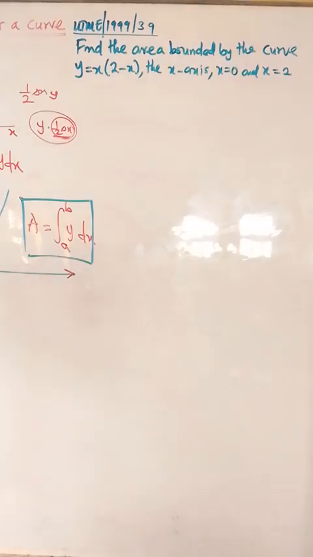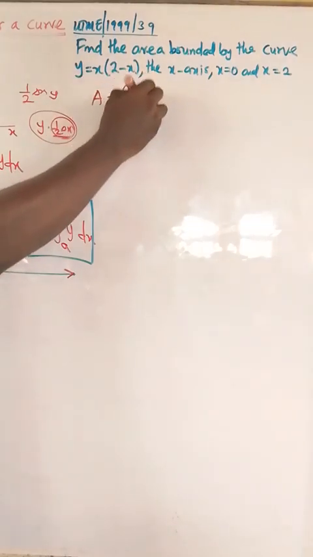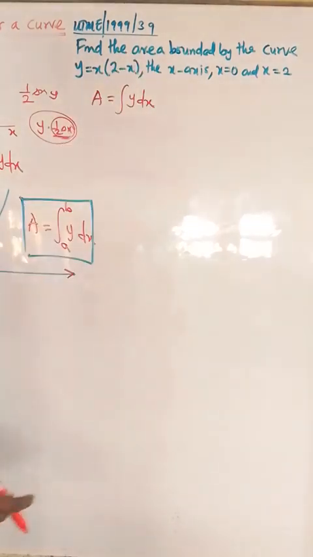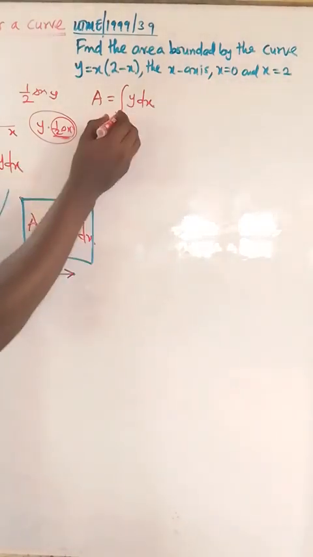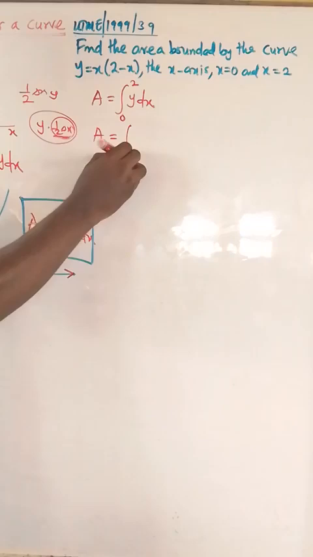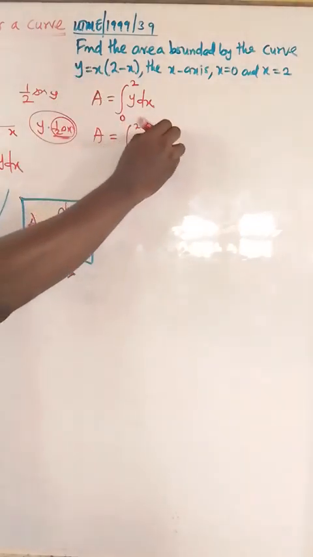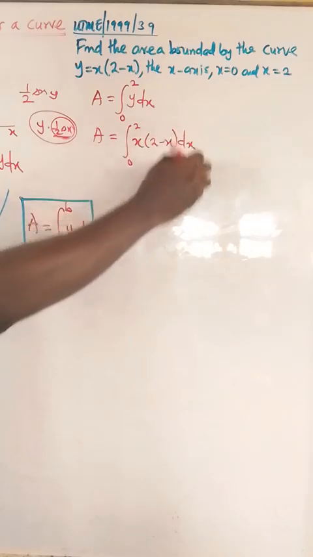We can do this without sketching. So in short, if you are looking for area, according to this formula, the area is the integral of y with respect to x between that boundary. And here we are given the boundary between 0 and 2. So our area becomes the integral from 0 to 2 of y, which is x(2 - x) dx.